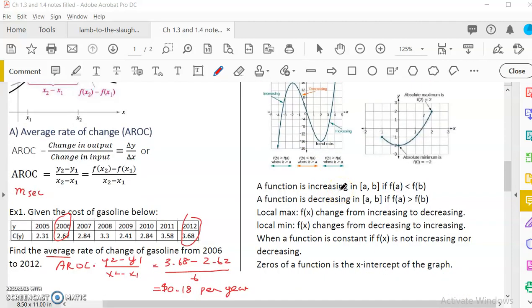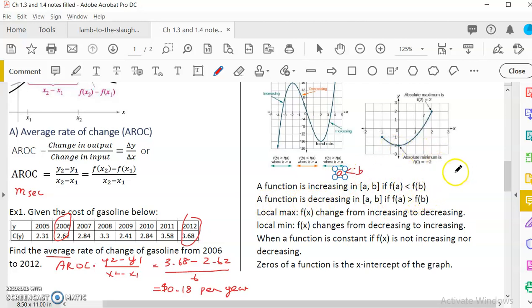So technically, how do we know a function is increasing? A function is increasing if, in the interval, a is less than b, moving from left to right, then f of a is less than f of b. That means f of b is higher, so we say the function is increasing. The function is decreasing if a is less than b, but the function value at b is lower.